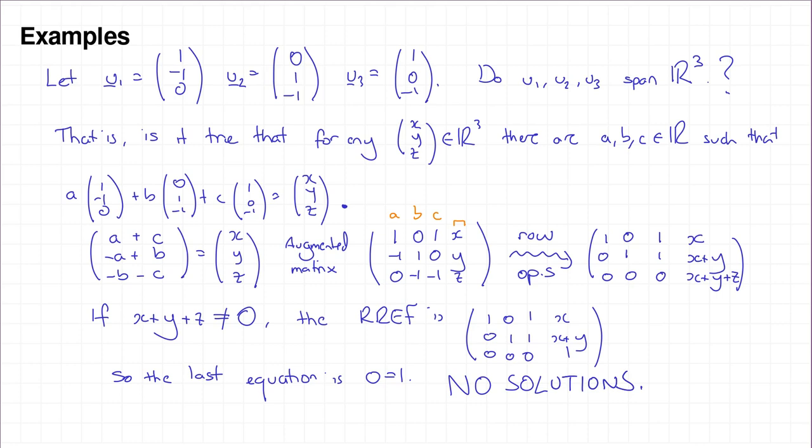So for some values of x, y and z, it is impossible to write the vector (x, y, z) as a linear combination of u1, u2 and u3. That means that the span of u1, u2 and u3 is not all of R cubed, because, for example, it doesn't contain (1, 0, 0), since the sum of the entries of that vector is not 0. So this is not in the span of u1, u2 and u3. They are not a spanning set.